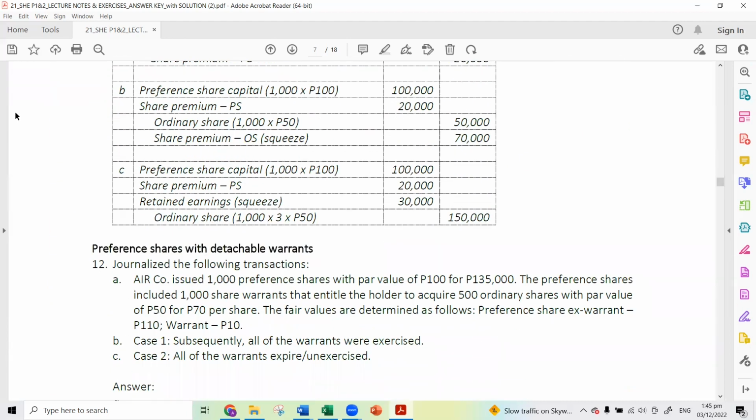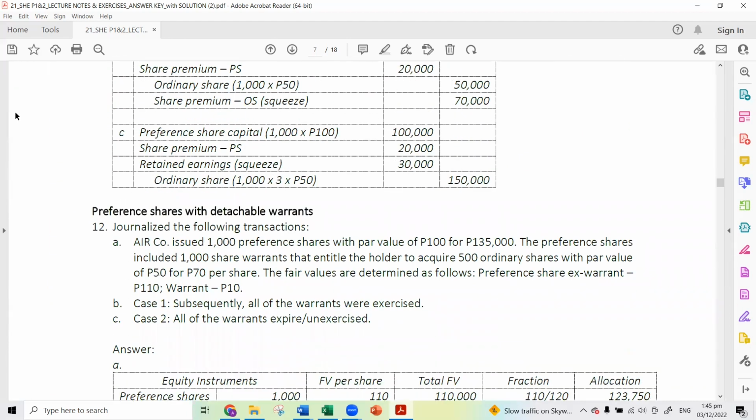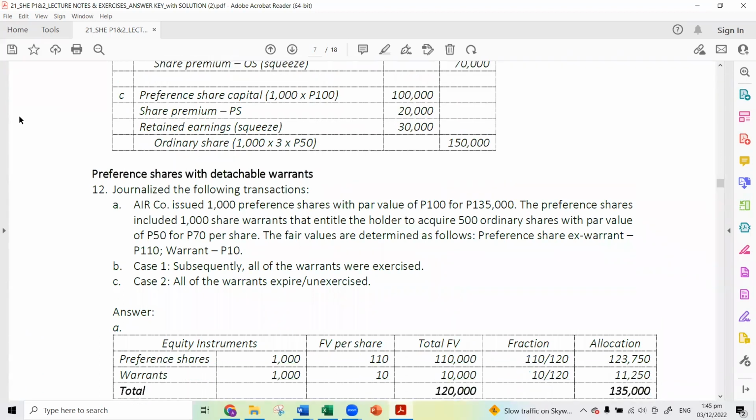Ano pa? So ito mga convertible shares na ito.